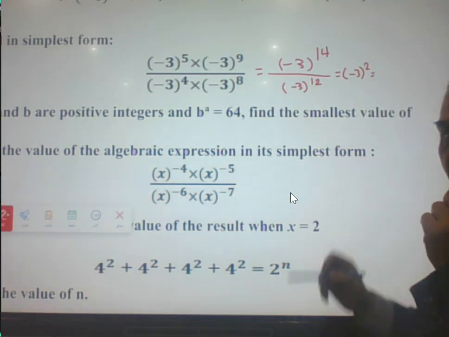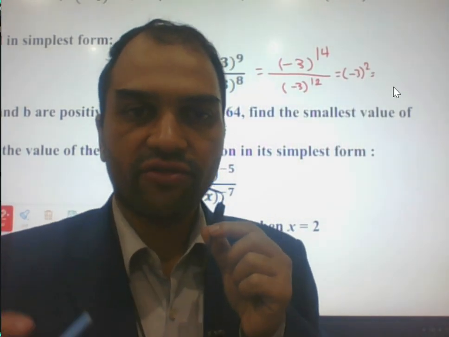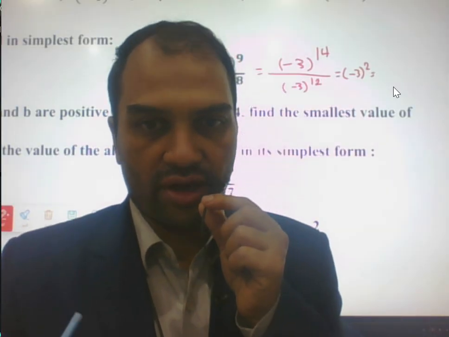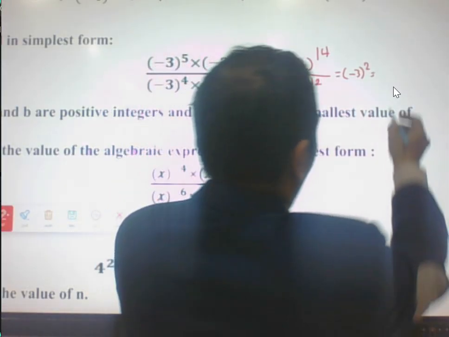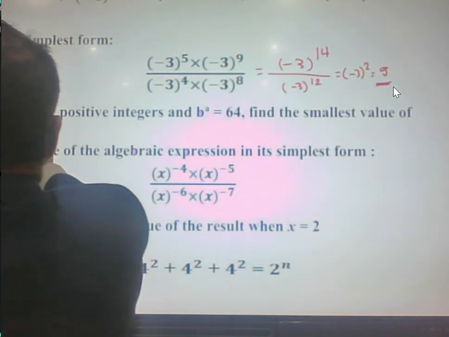Look at here, we have the even power here. So the result will be, negative times negative equals positive, 3 power 2. 3 times 3 equals 9. Then the answer here would be 9. You must pay attention to these properties. Okay.